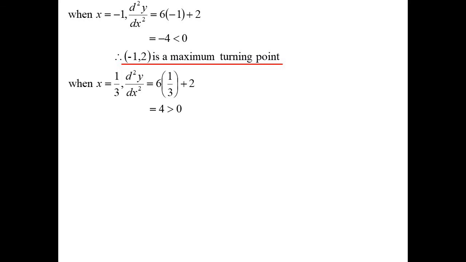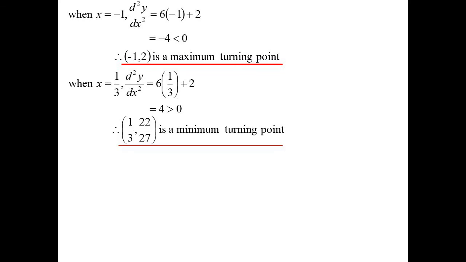Positive 4. It's a coincidence that both those numbers are 4. But mind you, it's surprising how often that happens, and I guess that's because a lot of these shapes are sort of symmetric around the inflection point. The y value is nice, isn't it? 22 and 27. There's our minimum turning point. All right.